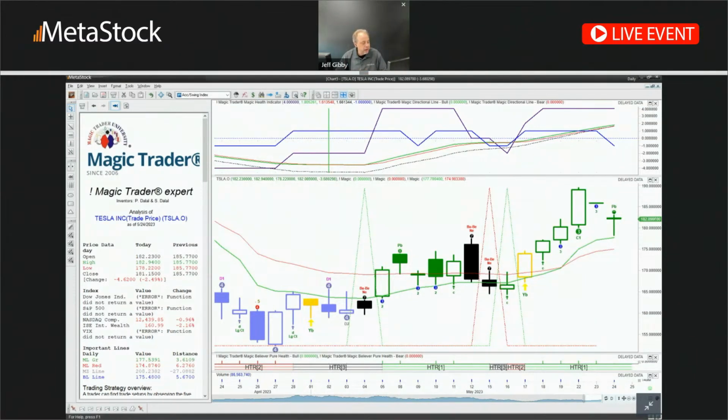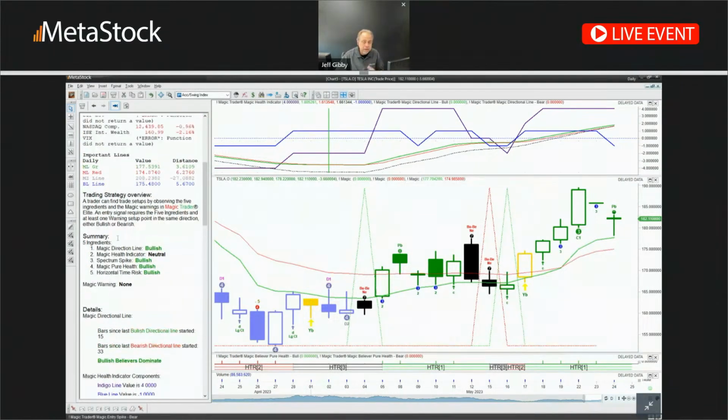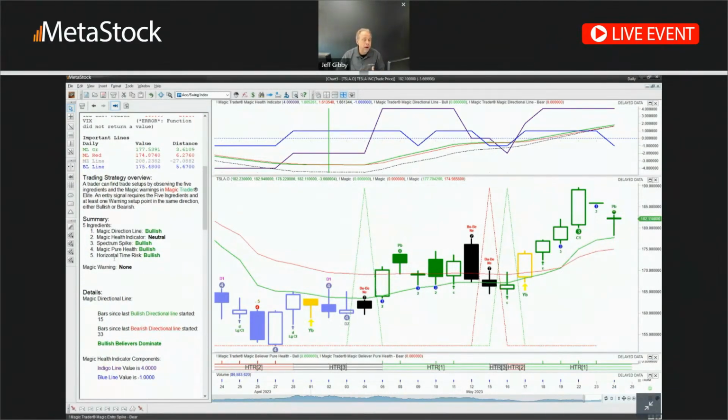In addition to that, if you're new to MetaStock, this is what we call a commentary window. I'm just going to make sure I'm on the very end bar, so it's looking at this bar here today. What this is going to do is help break down what's going on.